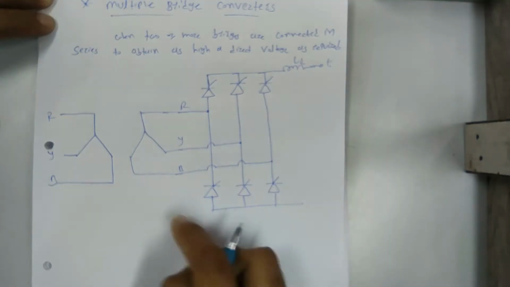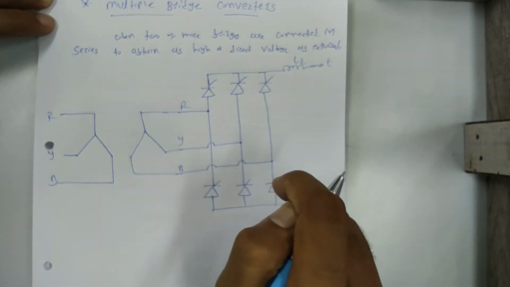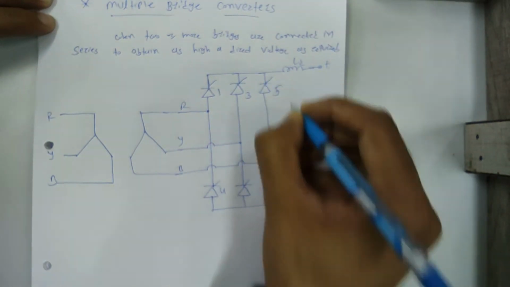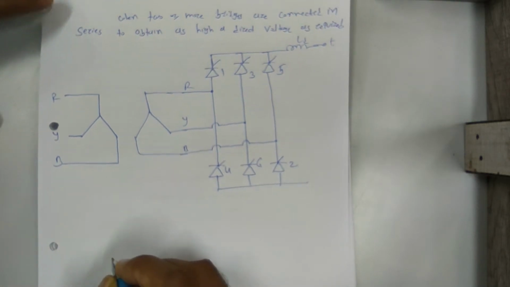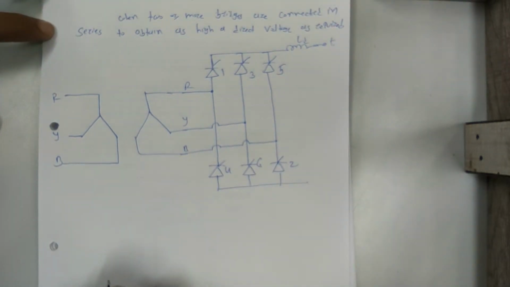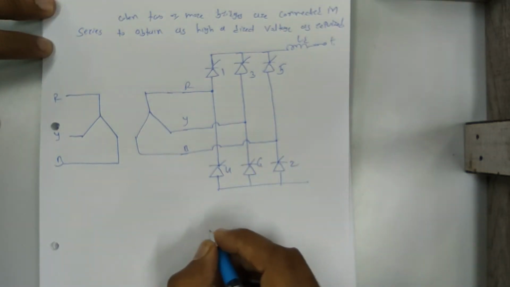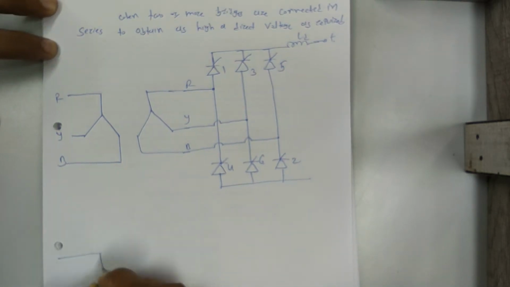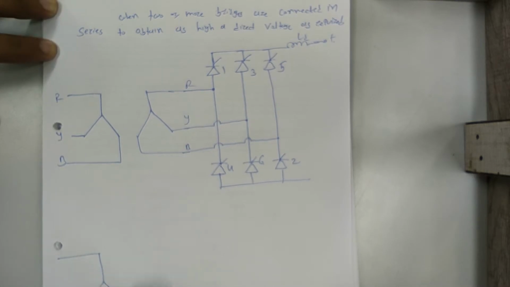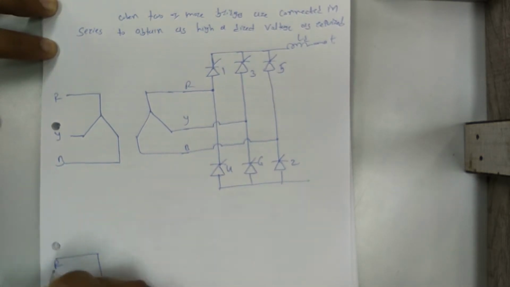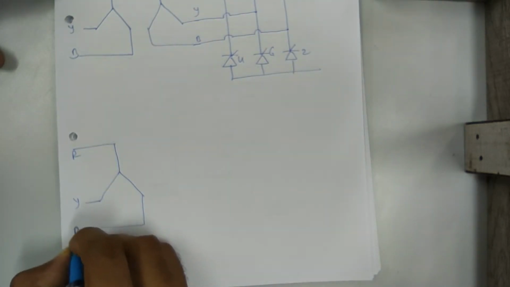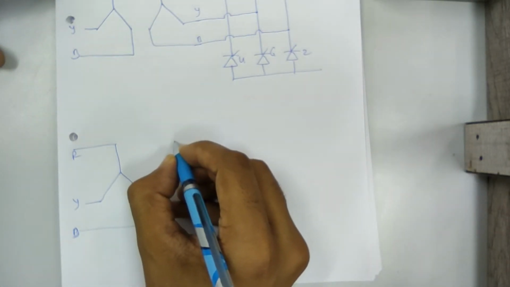So this is one bridge. There are a total of 6 valves. Give the names 1, 2, 3, 4, 5 and 6. The same type of 6 pulse bridge converter, or 3 phase bridge converter, is connected in series with these converters. So here again there is a converter transformer, primary star connected, R, Y and B phase. Secondary is now delta connected.